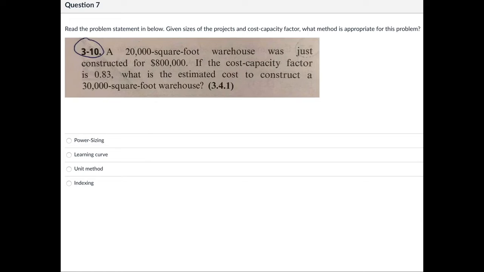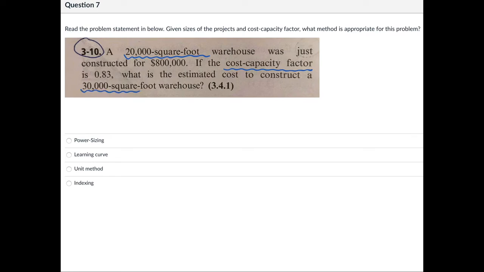Second problem. Okay, so a 20,000 square foot warehouse. That's kind of a size of a house. Okay, was just constructed for $800,000. That's the cost of that size. If the cost capacity factor is 0.83, cost capacity factor, that's something we use for the power sizing method. What is the estimated cost to construct a 30,000 square foot warehouse?